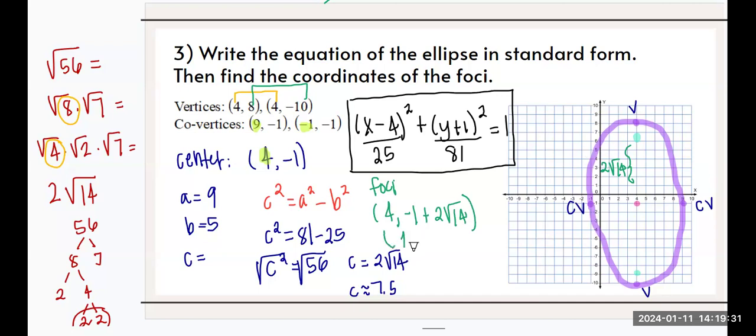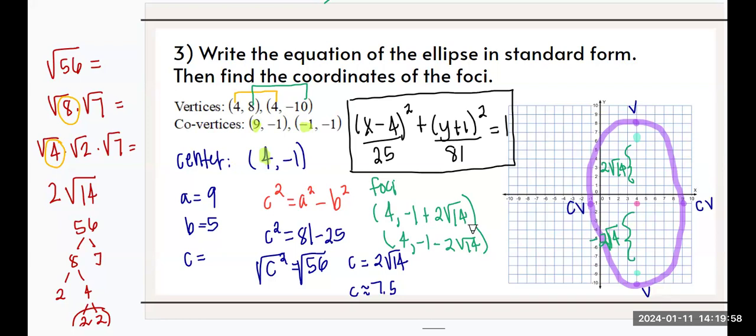And then we're going to go back to the center. So back to 4, -1. And we're going to go down 2 square root of 14. So we subtract. Okay. So those are the exact coordinates. -1 plus or minus 2 square root of 14.